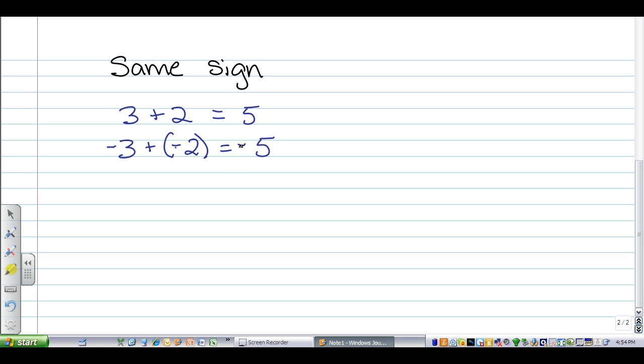So when both of the numbers have the same sign, you just add. Same sign, you are going to add and keep the sign.